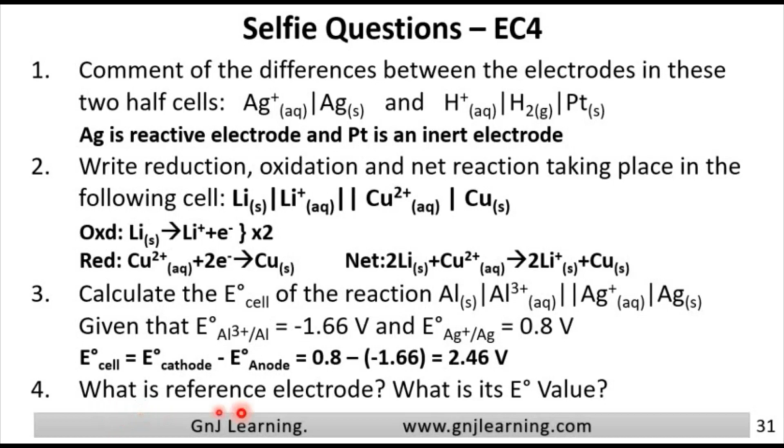Next question, what is a reference electrode? The reference electrode, in our case, or in the case of the electrochemical series, is SHE. SHE is used as a reference electrode to fix or assume the value of other electrodes that are above and below it in the series. What is its E0 value? Its E0 value is 0 volt. It is assigned 0 volt. Okay.